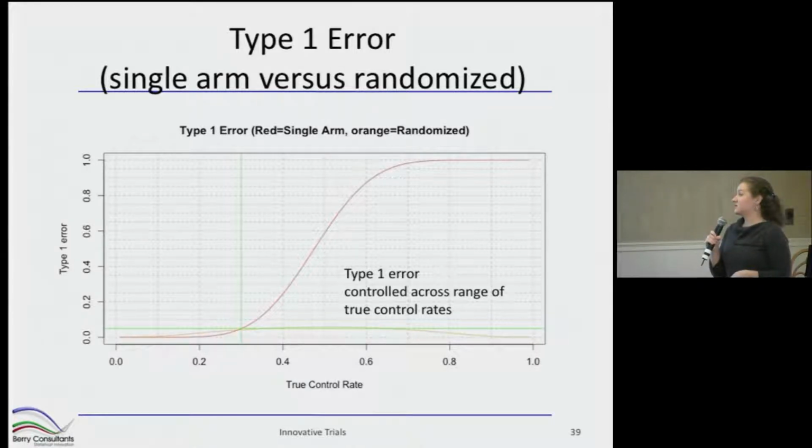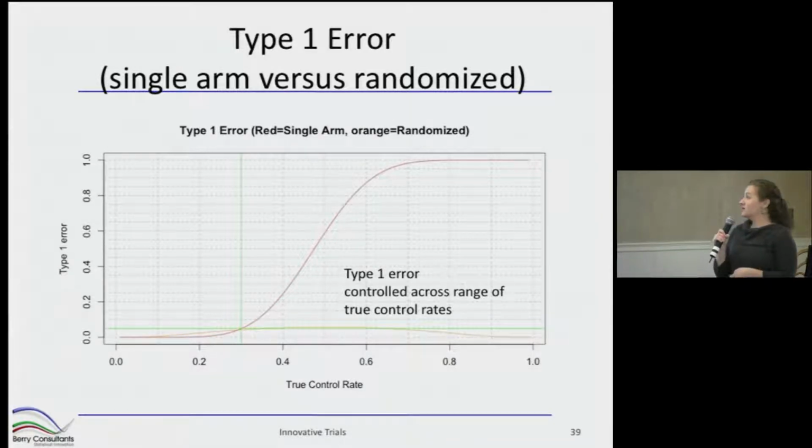So now we still have a 20-patient trial, but instead of all 20 of those going to a treatment arm, I've now randomized 10 of those patients to treatment, 10 of them to control. So there's a line that may be difficult to see. It's an orange line right here that shows the type 1 error rate across the same range of control rates. And as you can see, that orange line is always below our 5% rate.